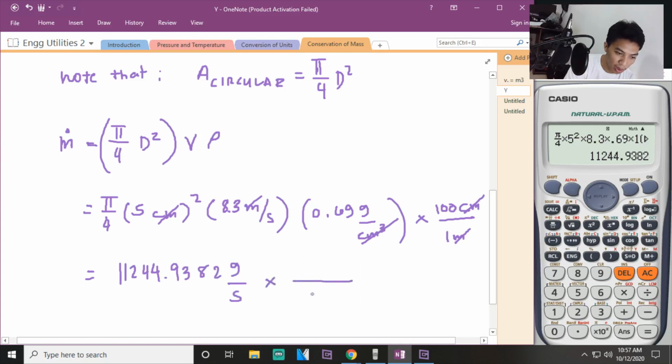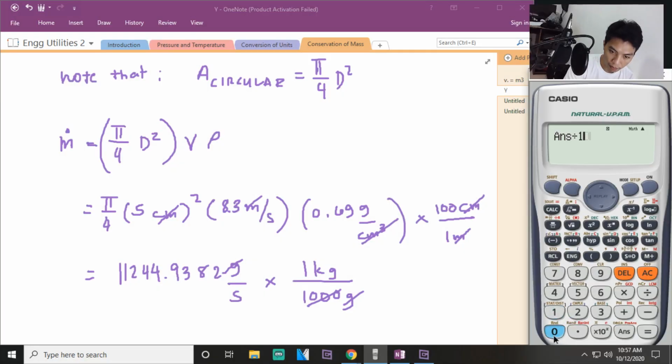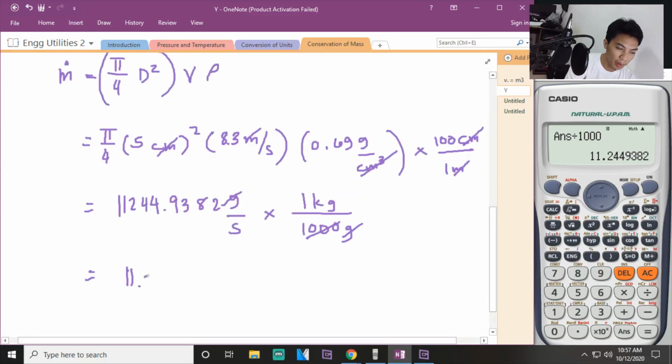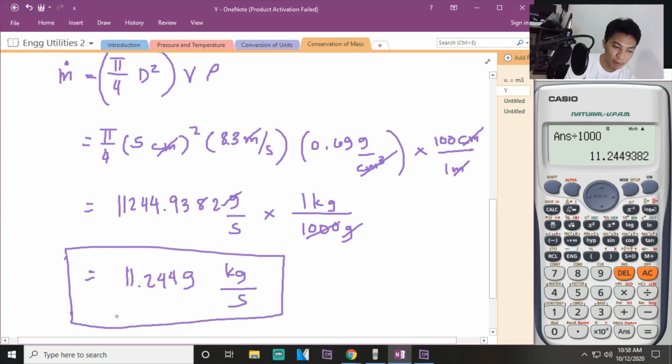O di multiply ulit natin. 1,000 grams, 1 kilogram. Divide both sides by, divide natin 1,000. And, yan. So, we have 11.2449 kilograms per second. That will be the mass flow rate. Okay, the mass flow rate lagi siyang, it is a flow rate in a given time. But it is the transfer of mass in a given time.